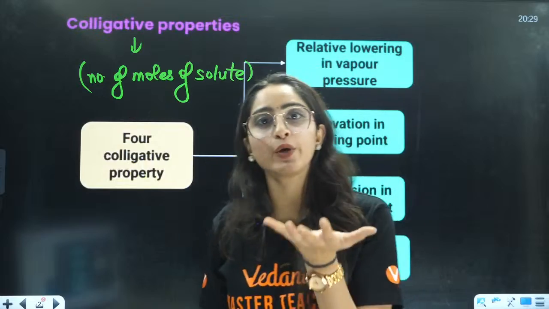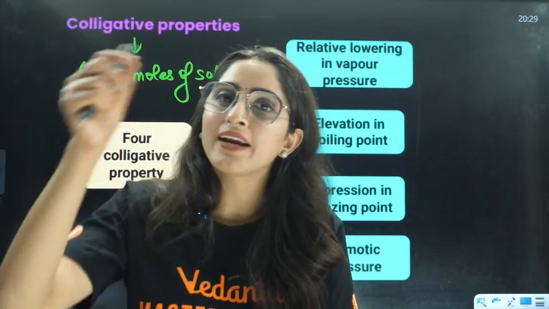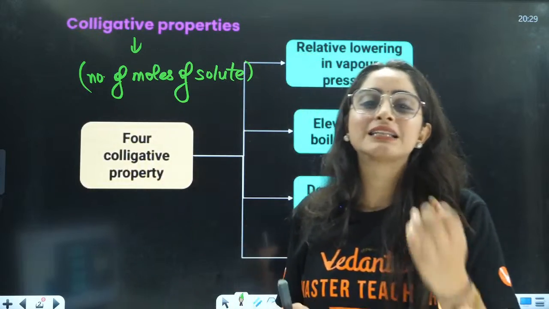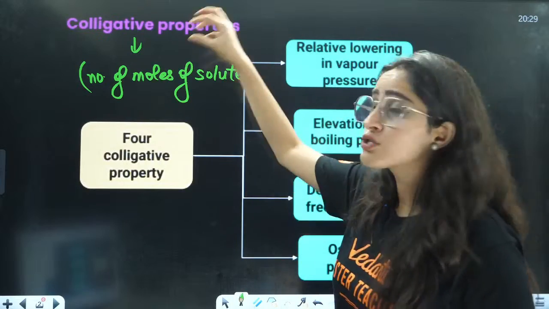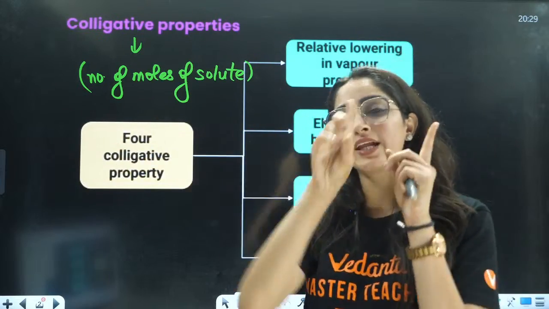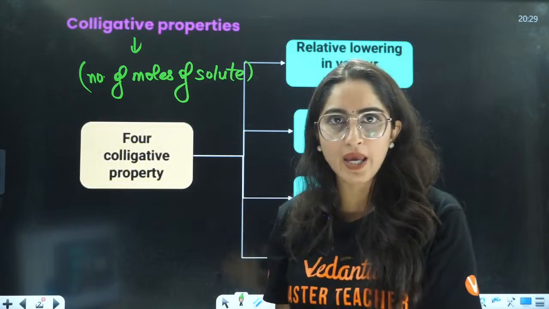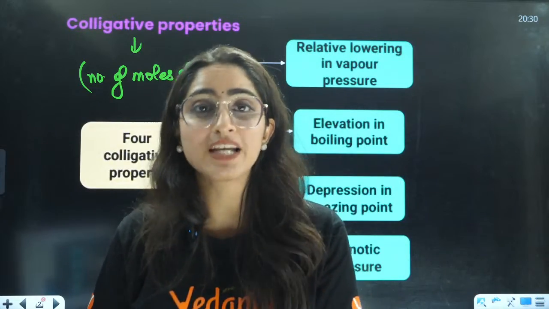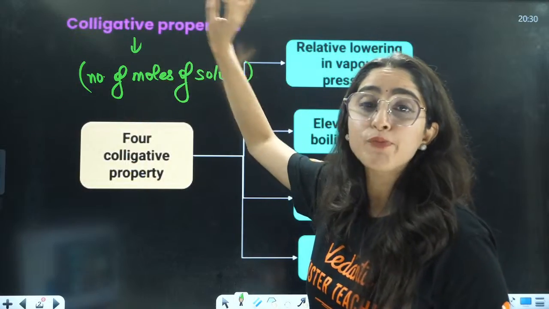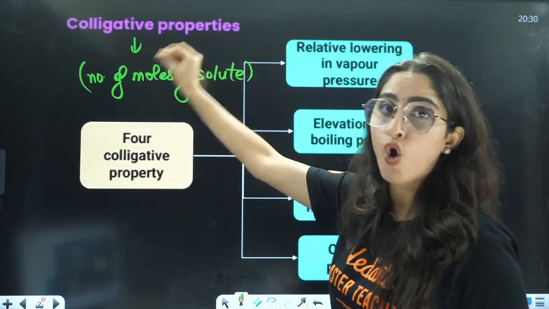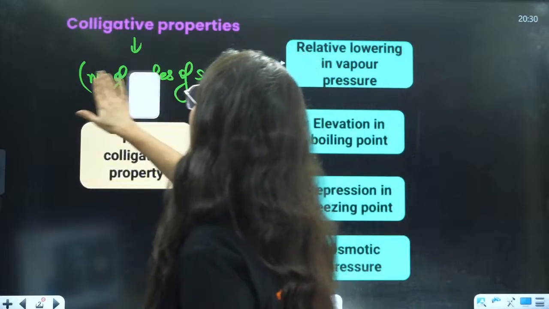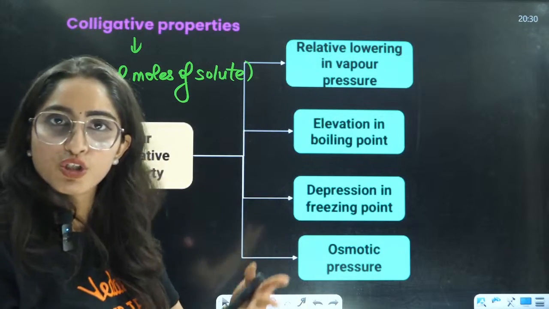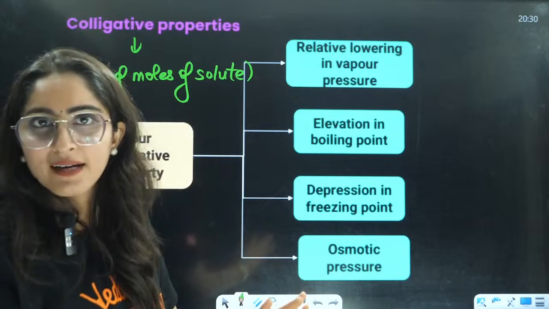Solute is, for example, you have a beaker, you have water in it, you're adding sugar to it. Now that sugar, which is in less quantity, is called the solute. Out of the different types of physical properties we have, some are colligative properties. The definition says that the property is directly proportional to the number of moles of the solute, just that simple, right?